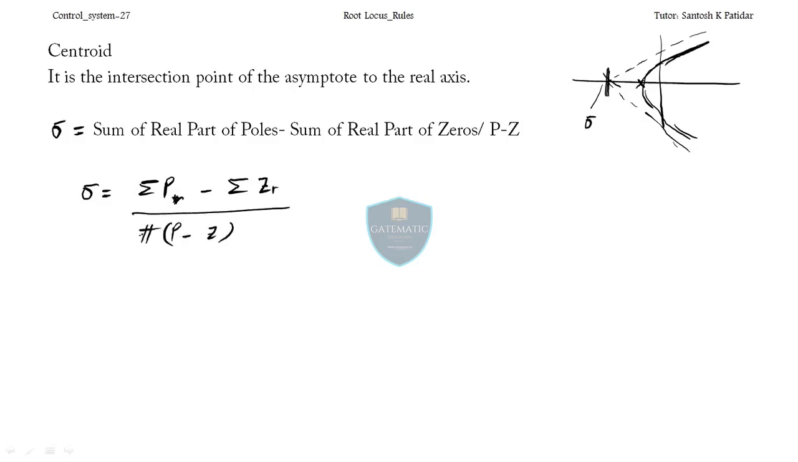Here p and z are the numbers of poles and zeros. Is it okay to you?